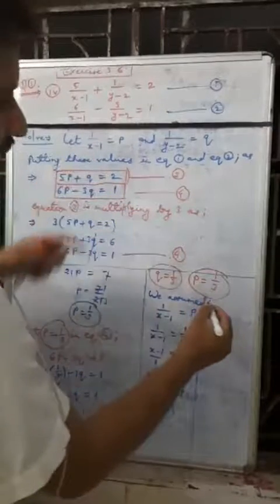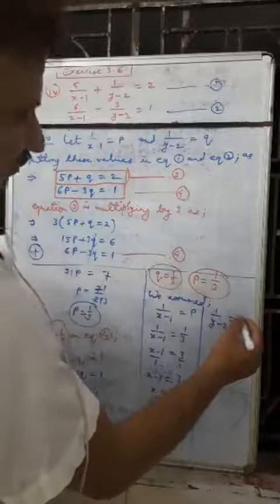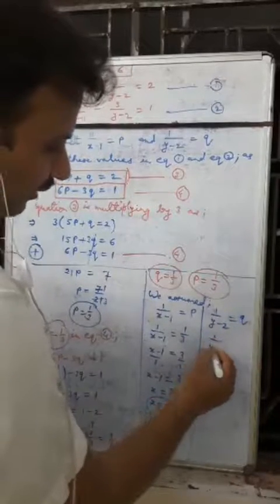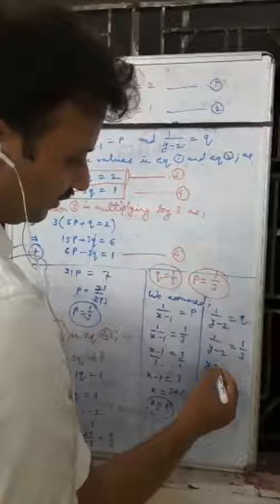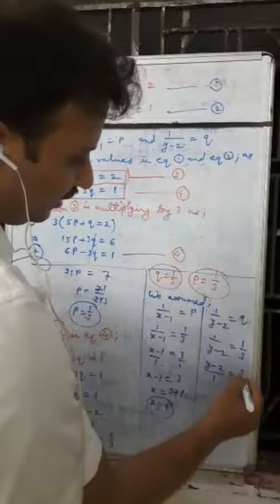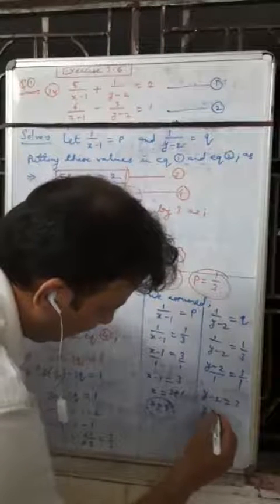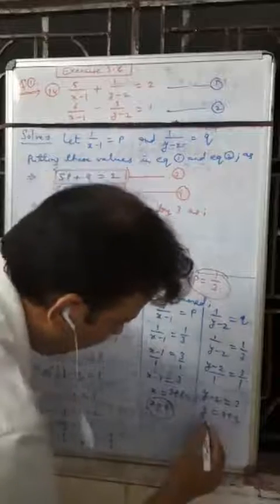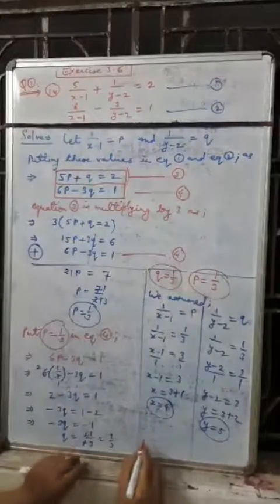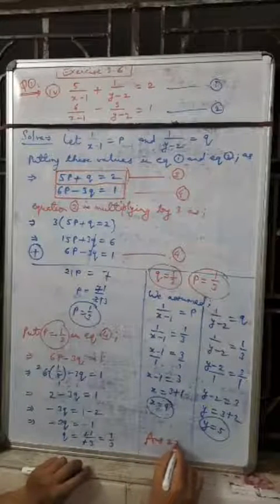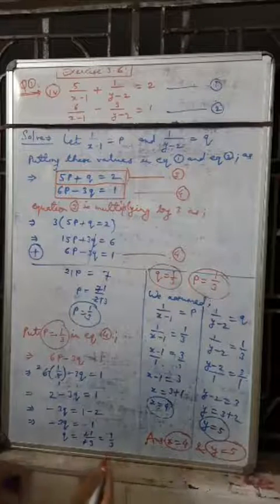And here, 1 upon y minus 2 we assumed to be q. So 1 upon y minus 2 is equal to q, and q is equal to 1 by 3. Take the reciprocal of both sides. So y minus 2 is equal to 3. So y is equal to 3 plus 2, which is 5. So the answer we write here is x is equal to 4 and y is equal to 5. It is the solution of the problem.